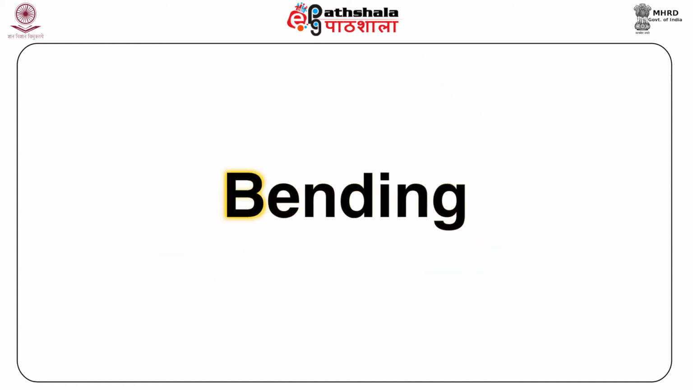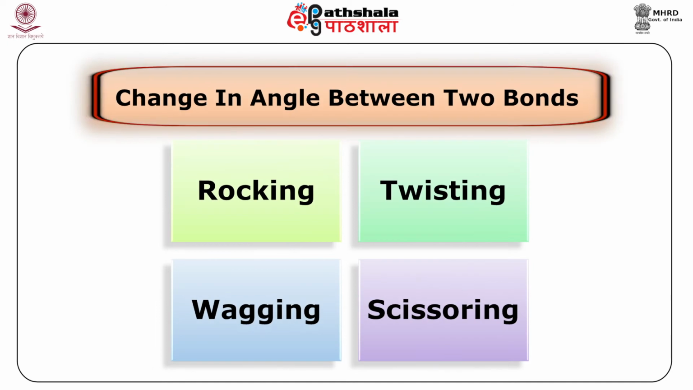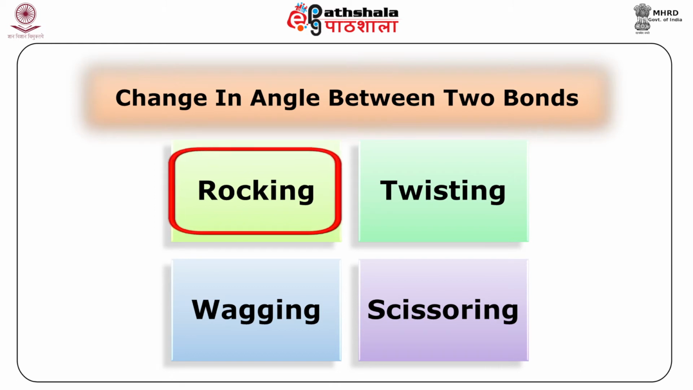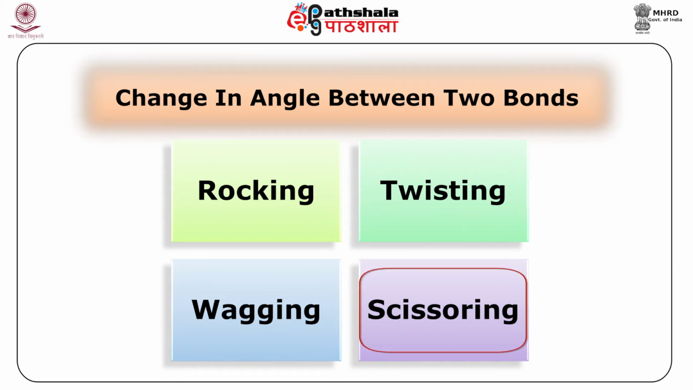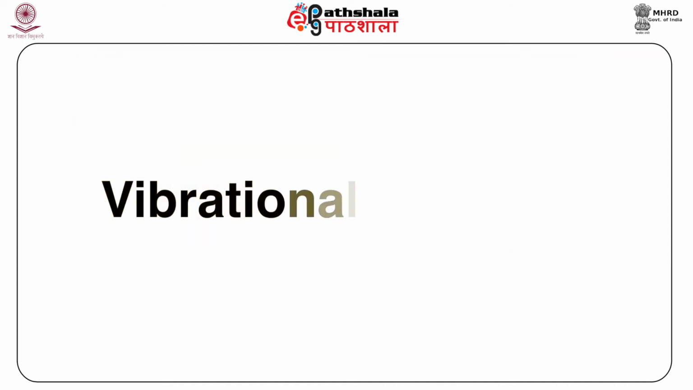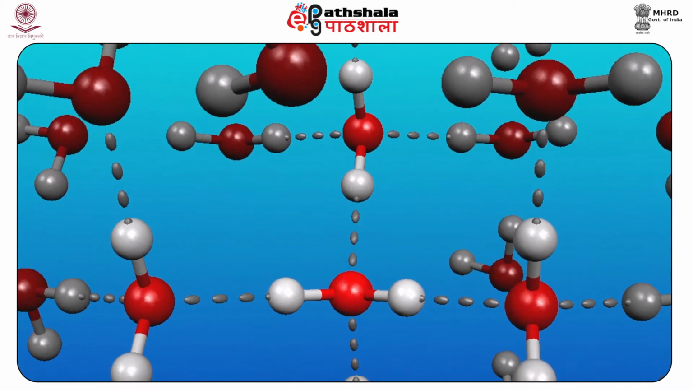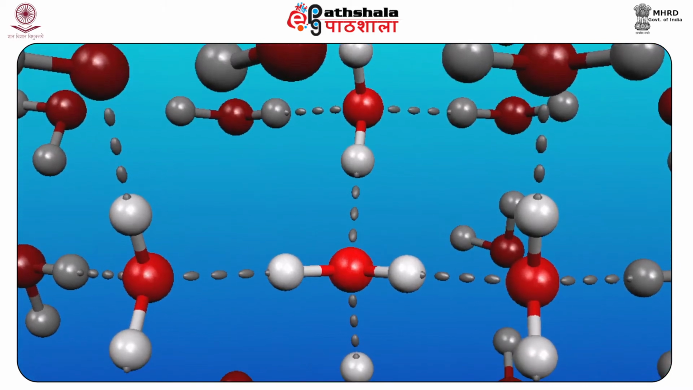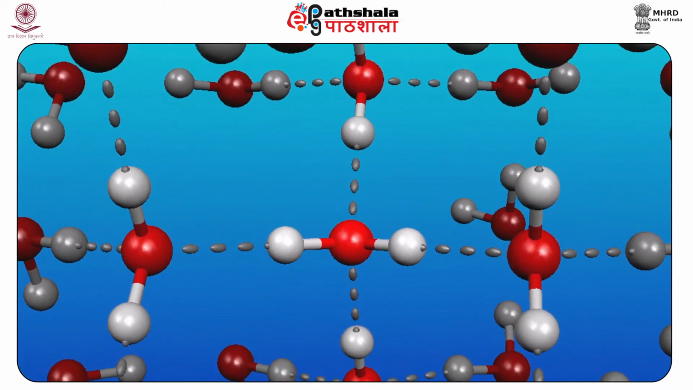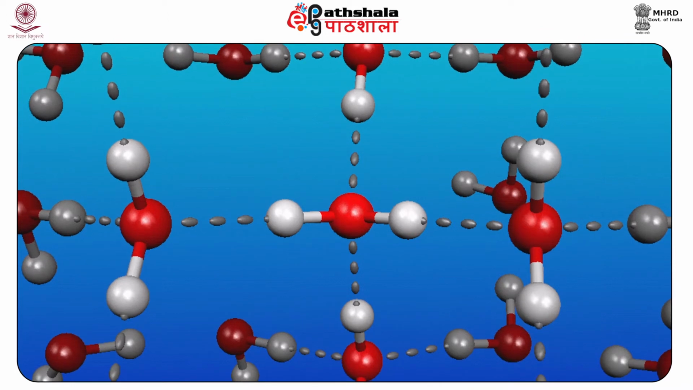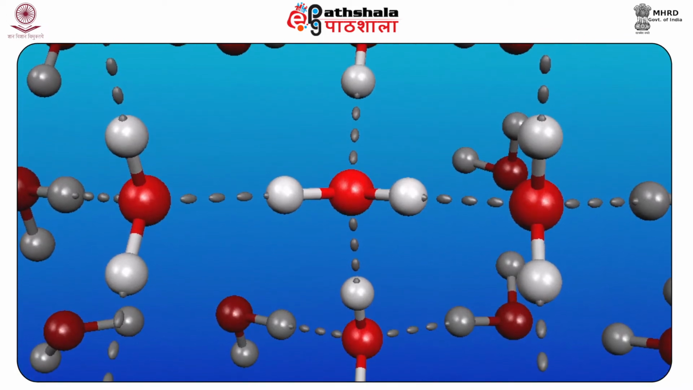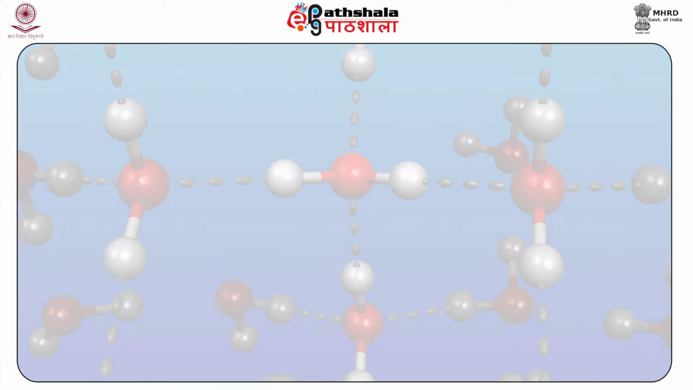Next, we move on to bending. Bending is a change in angle between two bonds. Four kinds of bending are present: rocking, twisting, wagging, and scissoring. Vibration coupling. In addition to the vibrations discussed, interaction between vibrations takes place, that is, coupling, if the vibrating bonds are joined to a single central atom.